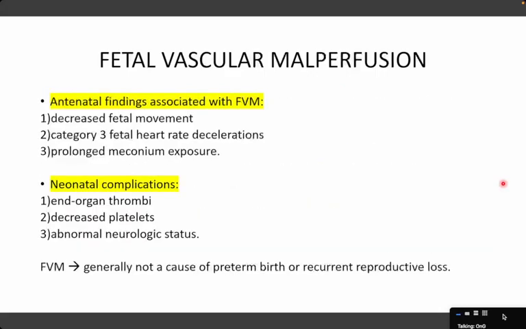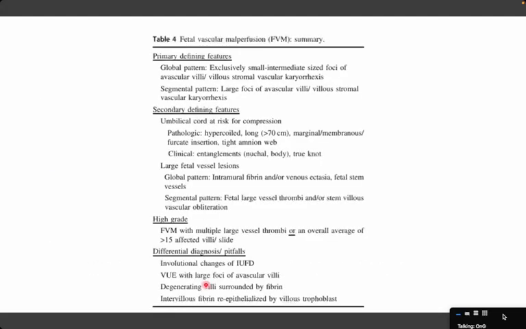So antenatal findings associated with fetal vascular malperfusion: decreased fetal movement, category 3 fetal heart rate decelerations, and prolonged meconium exposure. Neonatal complications are end organ thrombi, decreased platelets, and abnormal neurologic status. Fetal vascular malperfusion generally does not cause preterm birth or recurrent reproductive loss.